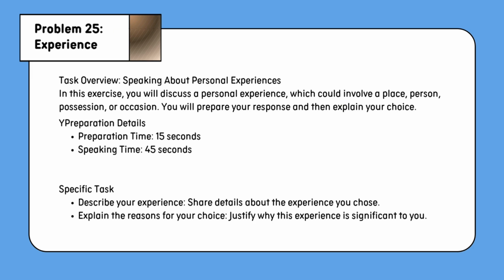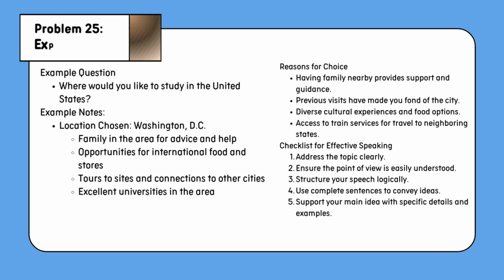Specific tasks. You will describe your experience by sharing details about the experience you chose and explain the reasons for your choice to justify why this experience is significant to you. Example question. Where would you like to study in the United States? Example notes. Location chosen, Washington DC. Family in the area, for advice and help. Opportunities for international food and stores. Tours to sites and connections to other cities, excellent universities in the area.